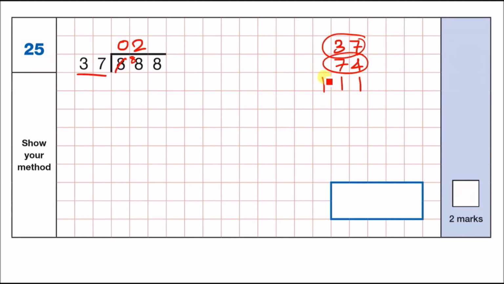So 2 times, and then let's see how much we need to go from 74 to get to 88. Well, 88 take away 74 gives us 14, so you get a remainder of 14. Now, how many times is 37 going into 148? Well, let's add another 37 to this number. If you add another 37, you actually get 148. So it goes into it 4 times perfectly with no remainder. Therefore the answer is 24.